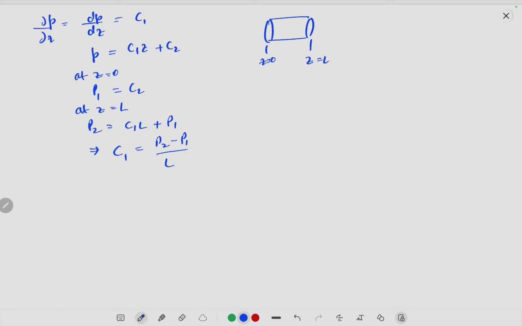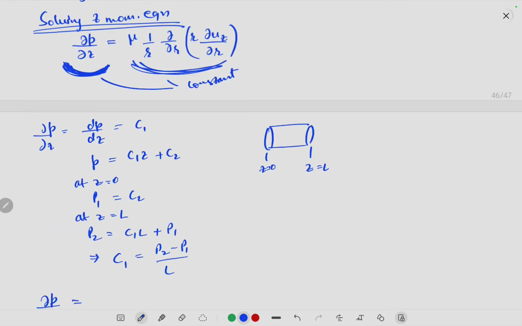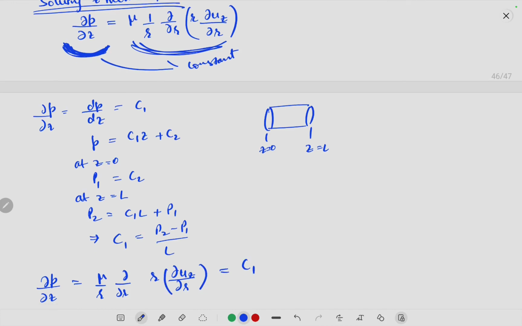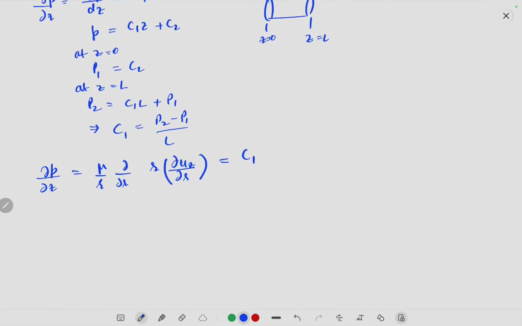Okay, and since del P by del z is equal to mu (1 by r) del by del r of (r del uz by del r) equal to C1, and C1 we just found equal to (P2 minus P1) by L, let's say this is delta P by L. So now I can solve for uz as a function of r.